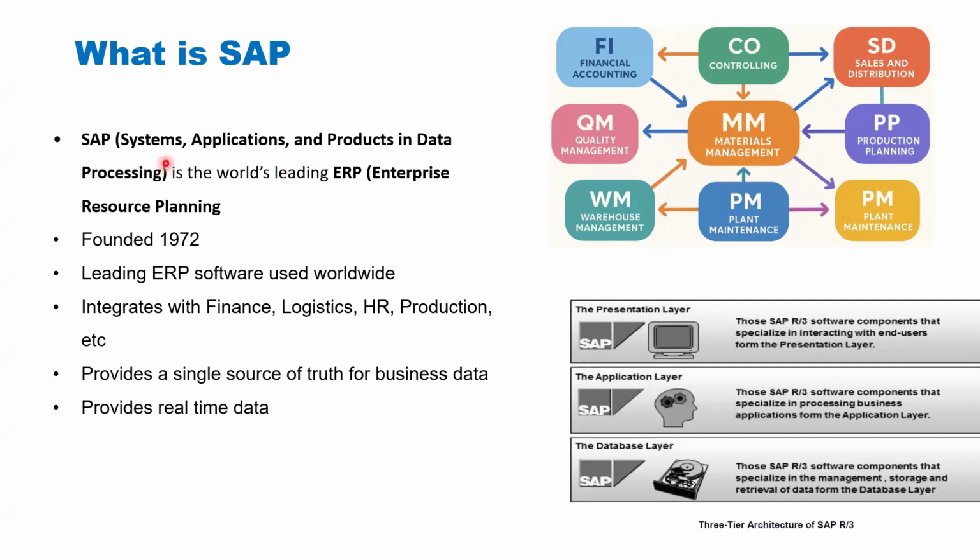So SAP stands for Systems, Applications, and Products in Data Processing, right? It's actually the most popular enterprise resource planning tool out there. SAP started in 1972, and since then has grown to become really, really large. It's software that comes from Germany. As I already said, it integrates all these different business processes together, and it also provides a single source of truth for business data.